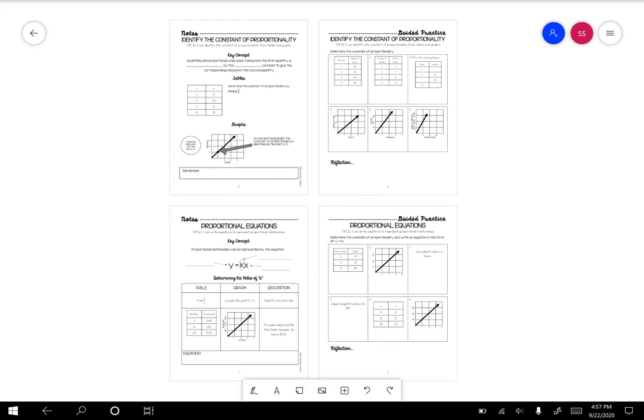So we're going to talk about identifying the constant of proportionality, which, yes, we have talked about before, but now we're introducing it in graphs too. Then we're going to talk about the proportional equations, which, yes, we have talked about before as well, but now you'll see what it means in the graph. Okay.